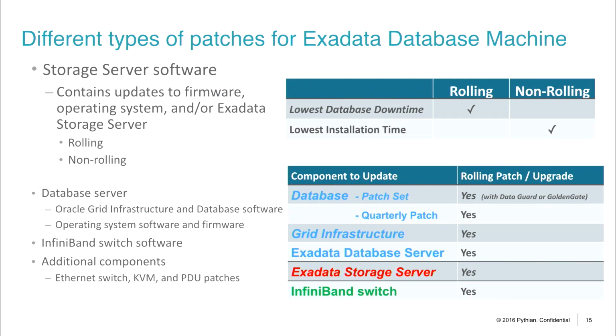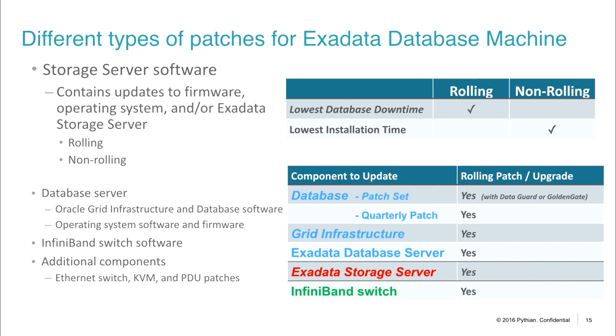Now, we came here to talk about patches, right? So this is a little bit of the different types of patches that we manage within our Exadata. So we have the storage server software, the database server, the InfiniBand switch, and some additional components. Now, these are some of the recommendations that Oracle has on how you can do your patches for your Exadata. Now, this doesn't mean that you have to follow it, but this is best practice to have.